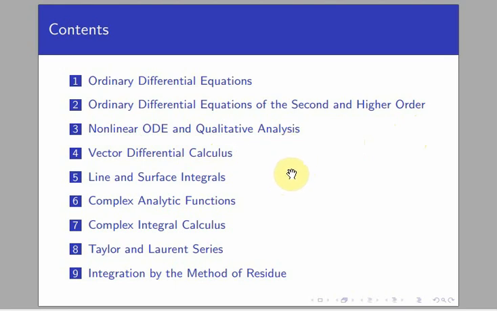Chapter 4 vector differential calculus. Chapter 5 line and surface integral. Chapter 6 complex analytic function. Chapter 7 complex integral calculus. Chapter 8 Taylor and Laurent series. And chapter 9 we'll see about integration by the method of residue.